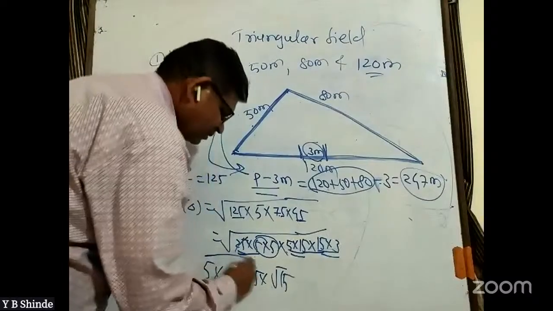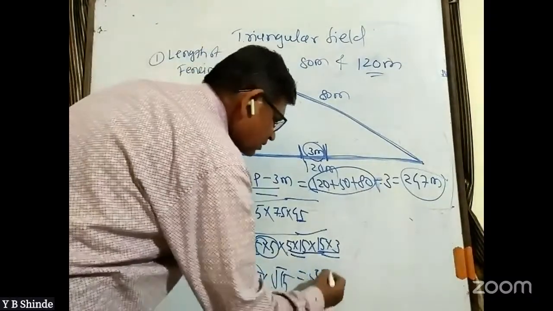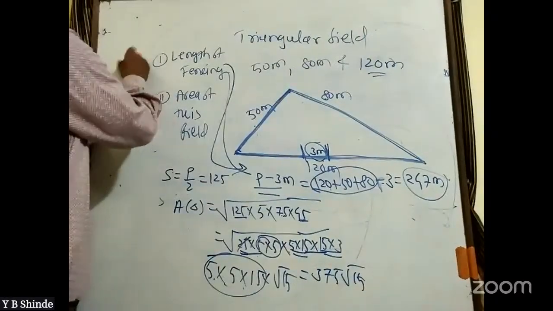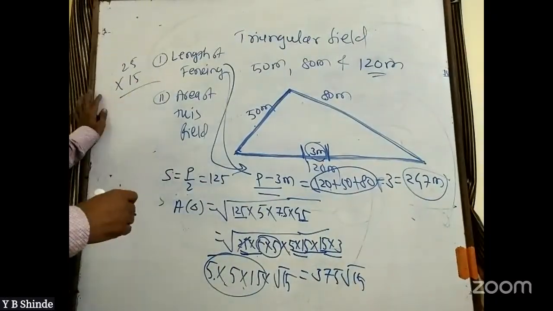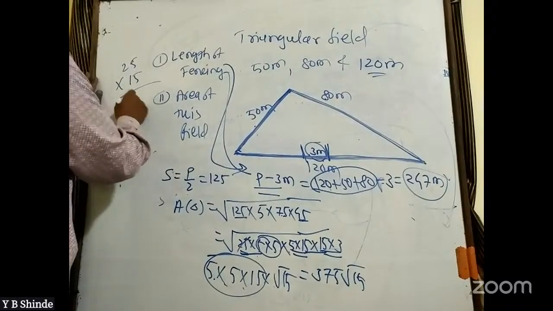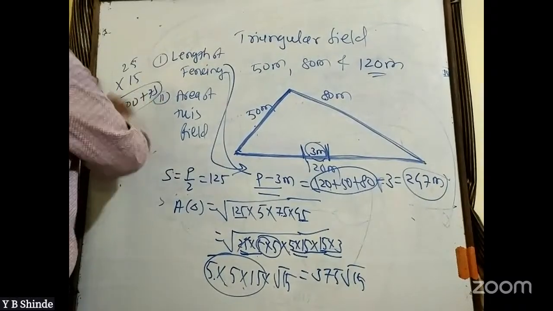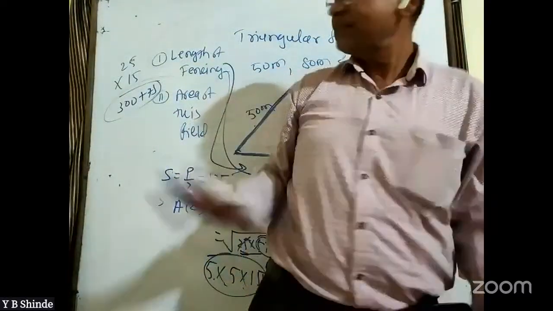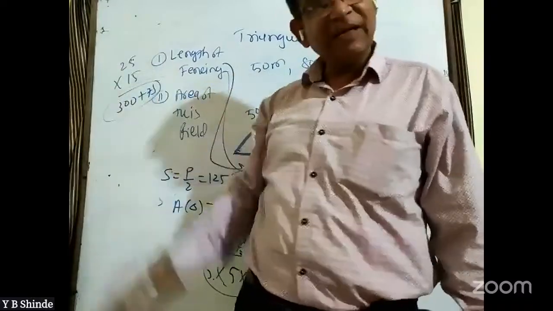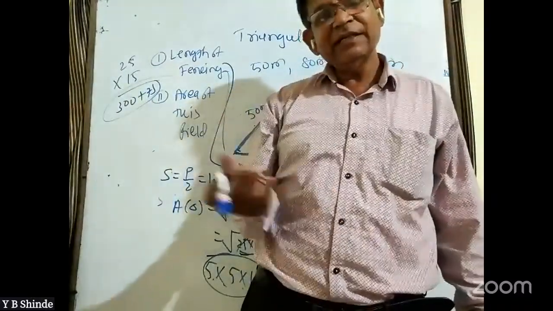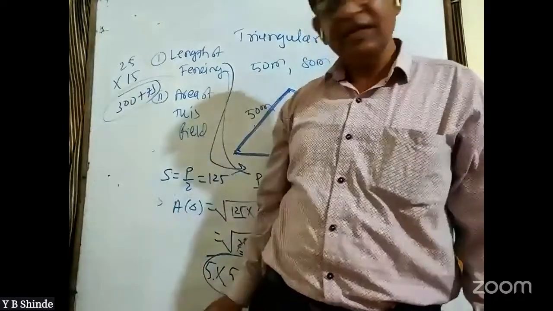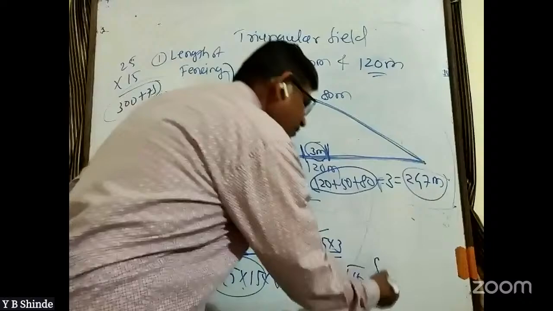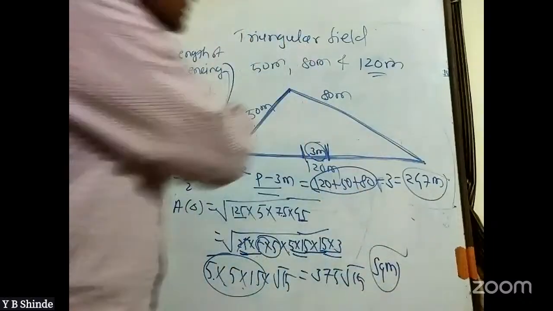What is it? 375 root 15. How? 5 fives are 25, 25 into 15. How will you find it? 15 into 20 is 300, and 15 into 5 is 75, so 375. See here, this is the way of calculating. Not necessary to use any abacus, a simple way. 20 plus 5 multiplied by 15: 20 times 15 is 300, and 5 times 15 is 75, so 375. 375 root 15 square meter is the area of this field.